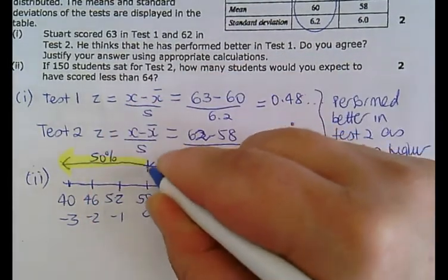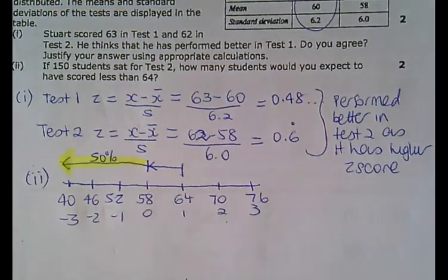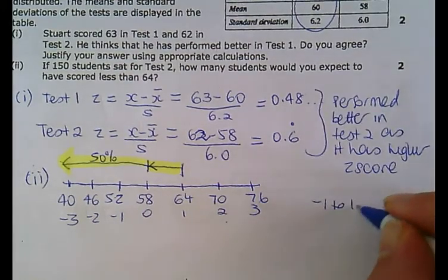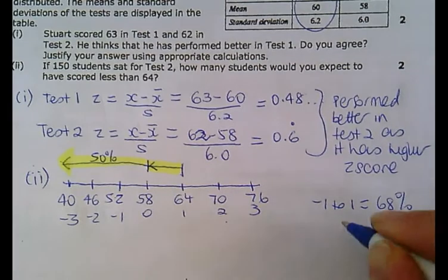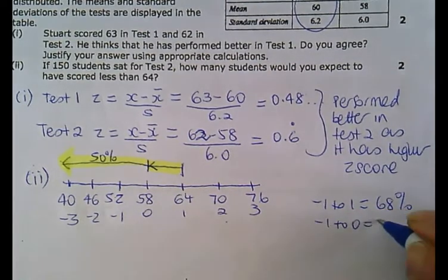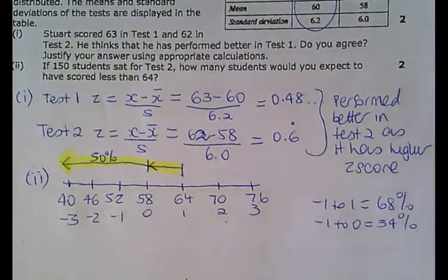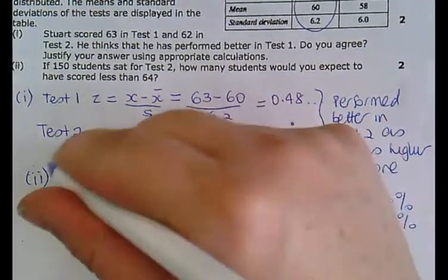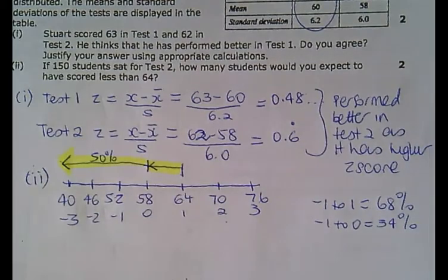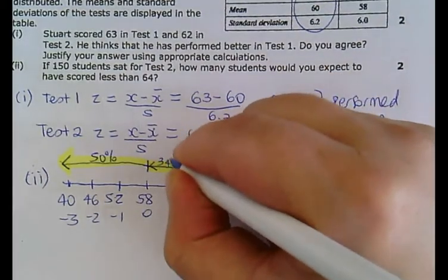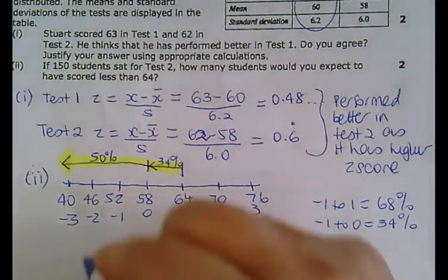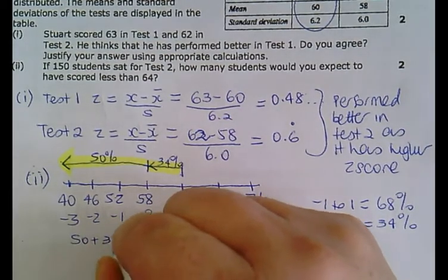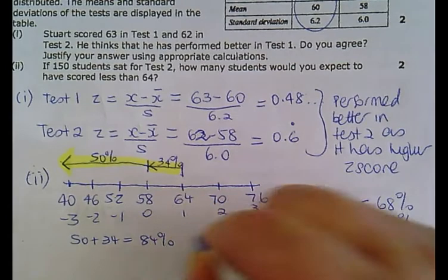But what about from 0 to 1? What's 0 to 1? 34. It's half of 68, remember? Remember we have negative 1 to 1 is 68%. So from negative 1 to 0 is 34%. And we know that from 0 downwards is half the graph. When the arrow goes all the way down, non-stop, past 3 standard deviations, it's 50%. That bit's 34%. So it's 50 plus 34 is 84% of the students.